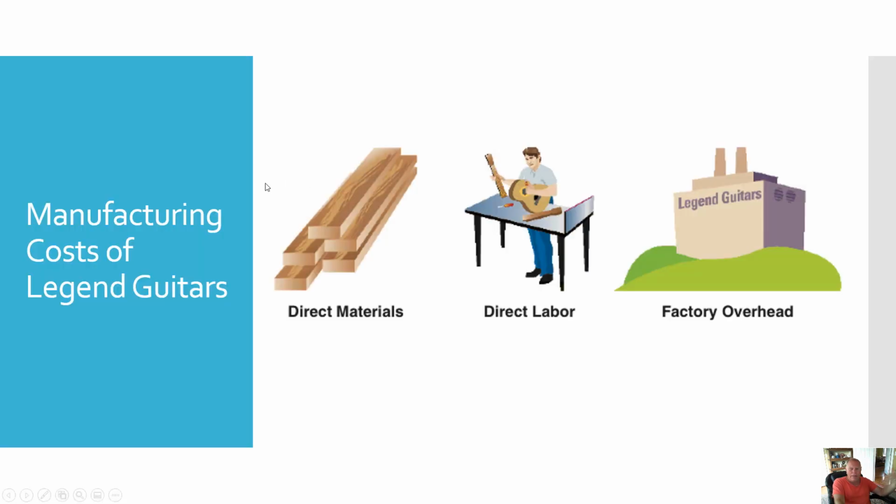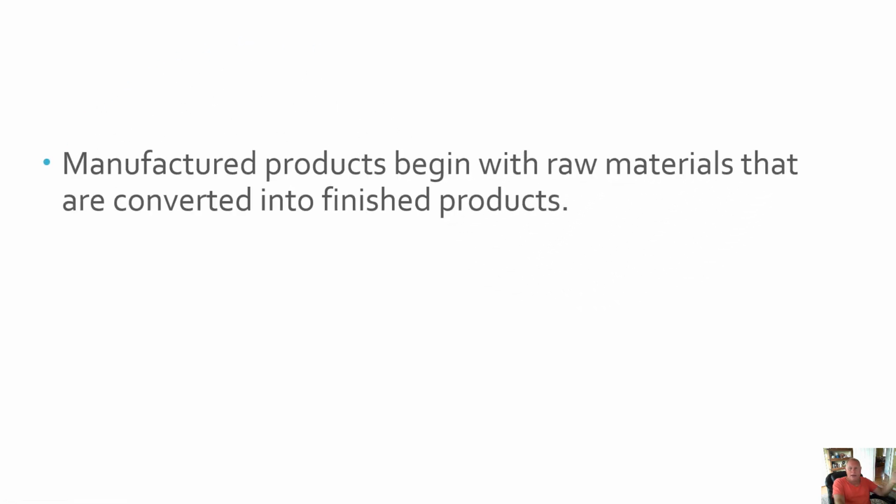So this is the example again of Legend Guitars, direct material, direct labor, factory overhead. Okay, again, start thinking in these terms. Everything begins with a raw material. Okay? When we get into service, you still have a raw material that oftentimes is the people. Hard to think of that way, but if you're going into the field of accounting, the raw material is the accountant. Okay, and there's a direct cost of that, and that's your wages.